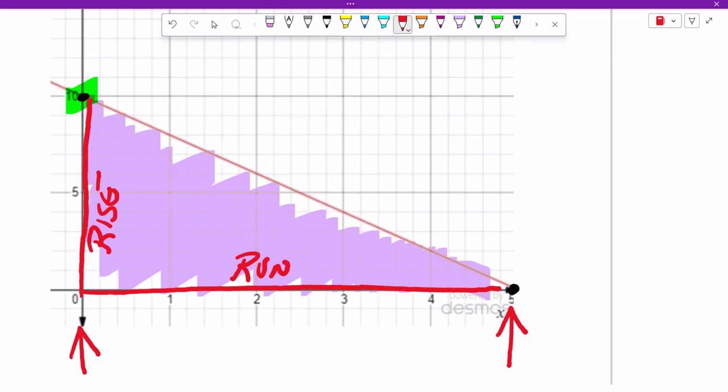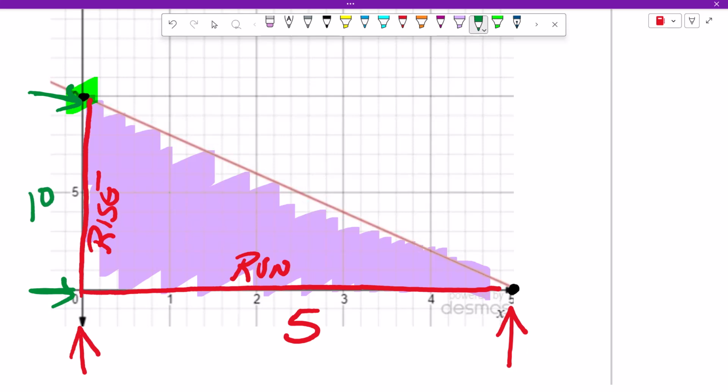Jacob? Run or goes? Sorry? Run or what? Run. 5, thank you. Our rise starts at 0, ends at 10 here. How long is our rise? Jacob again? 10. Between 0 and 10 is a distance of 10.